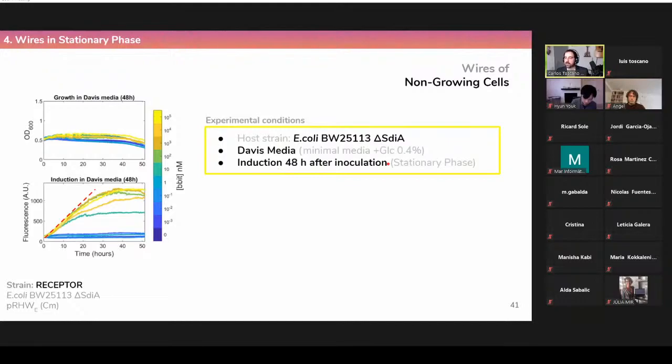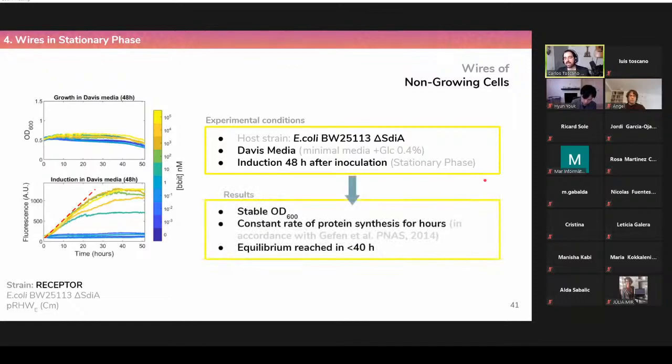And so if we use this E. coli strain from the KO collection, that is lactone blind, it does not respond to lactone, and we use Davis media with 0.4% glucose, and we induce 48 hours after inoculation, which means that they are in a stationary phase, what we get is a stable optical density, a constant rate of protein synthesis for hours, in accordance to this work by Gefen et al. from 2014. And the fluorescence seems to reach equilibrium in less than 40 hours.